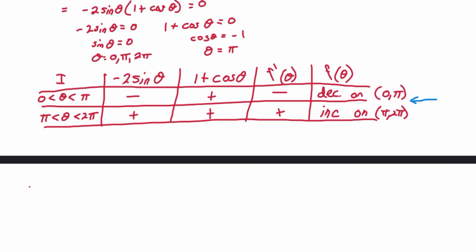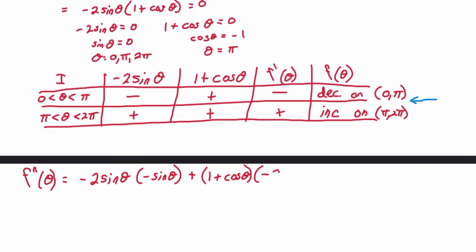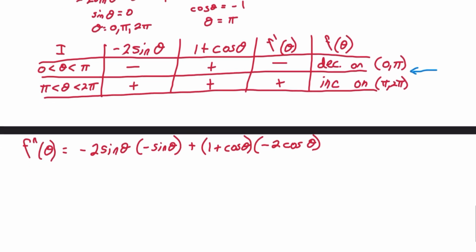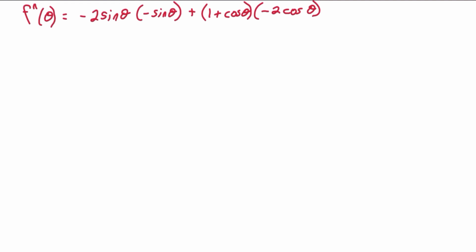Next, we'll do the second derivative. So using the factored form of f prime that we have at the top of the page, we have to use the product rule. First times derivative of the second, plus the second times derivative of the first. From here, we'll start simplifying. We'll get 2 sine squared theta minus 2 cosine theta minus 2 cosine squared theta.